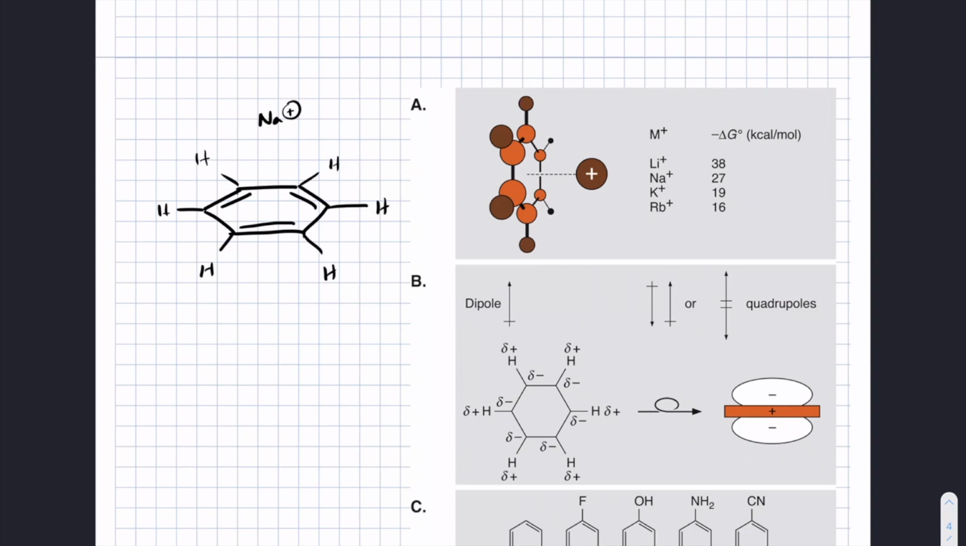Right. It's all about whether or not the ring is electron rich. You're used to thinking of oxygen as a resonance donor, and indeed it is an ortho and para director. However, it binds a little less well to sodium than benzene does. What's going on there? Have you used the gas phase or is this in solution? Gas phase.